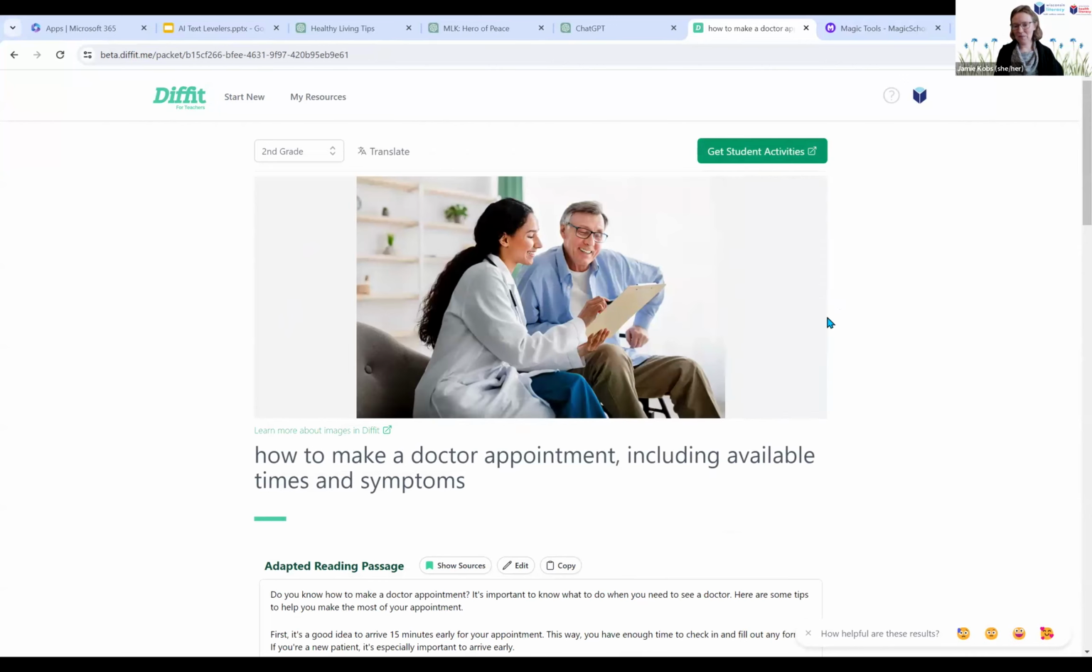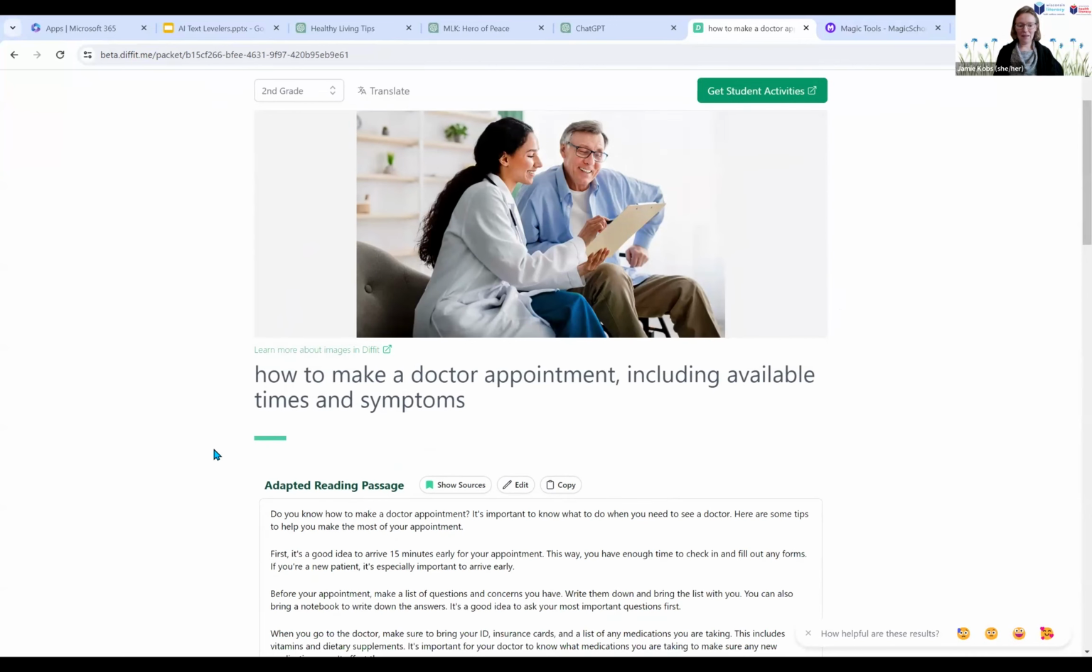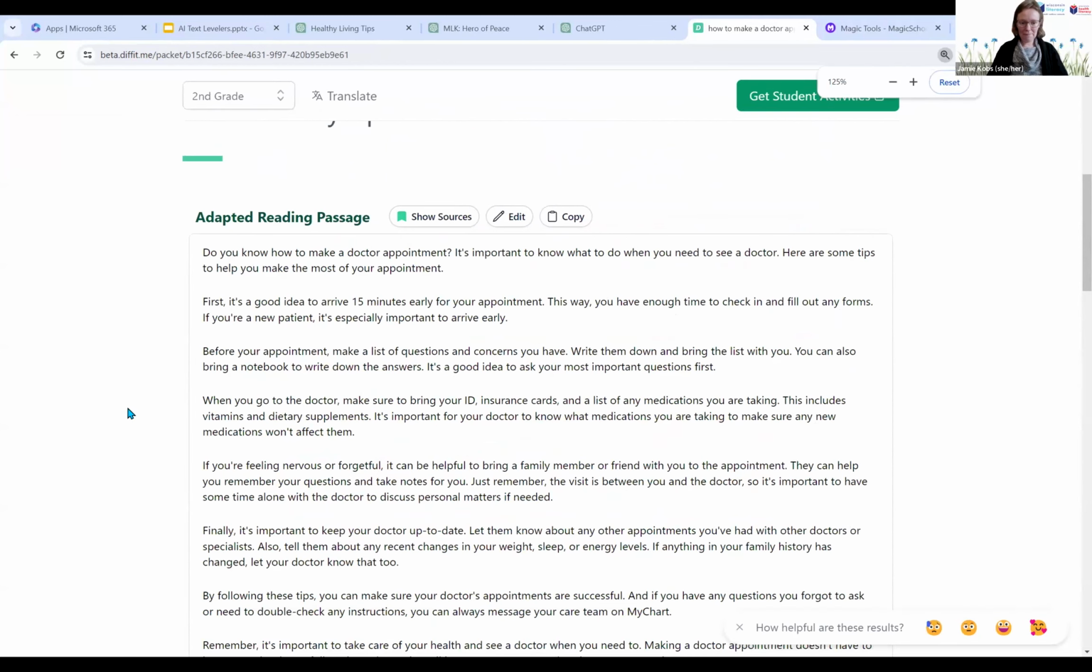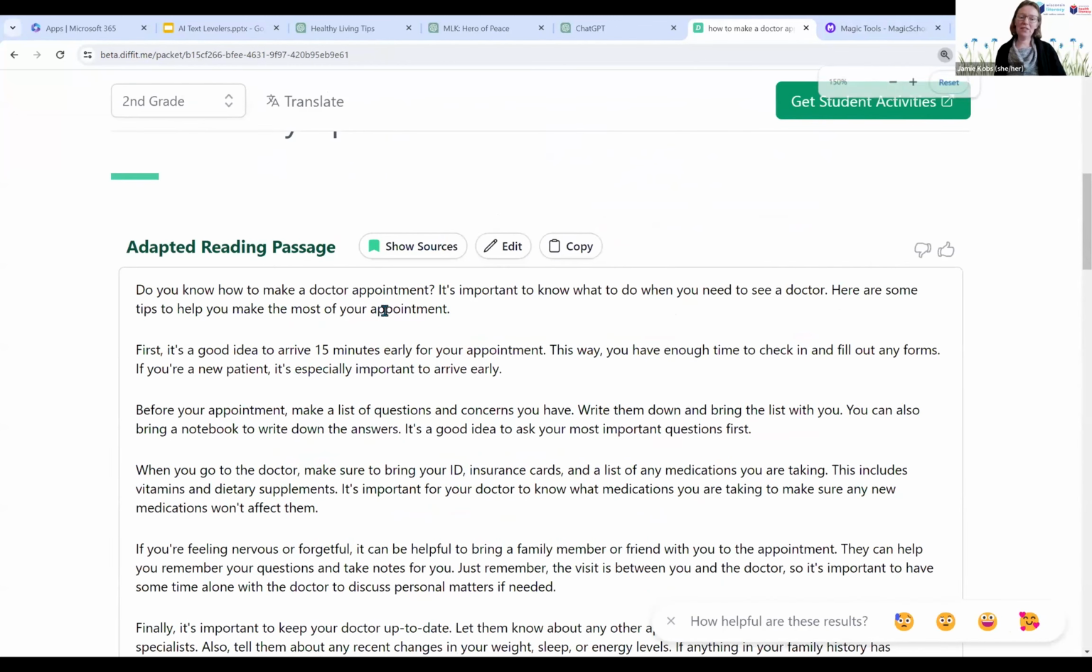You can choose that one. And then here is our text. I forgot to ask for just a paragraph, so it's a little bit longer. One thing I do like about Diffit is I can click on this show sources and I can list those when I generate a text as well.